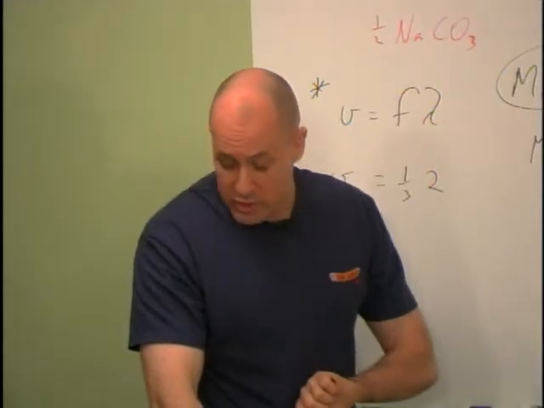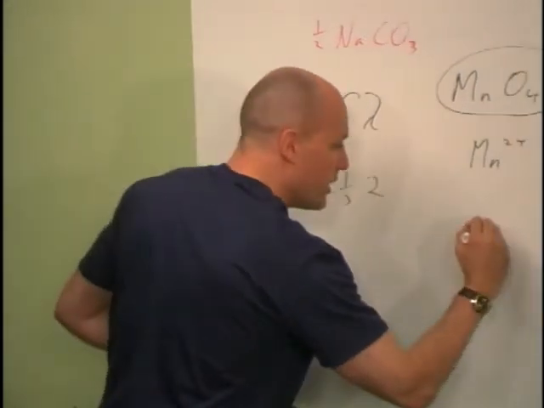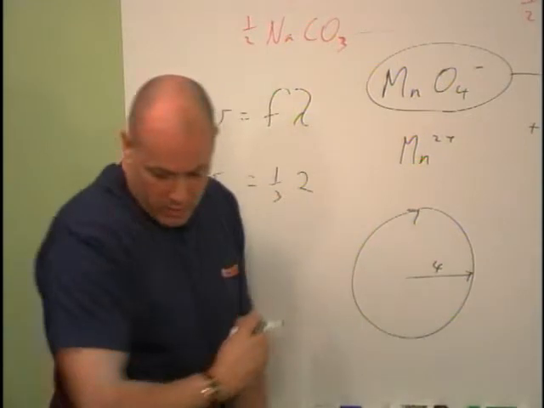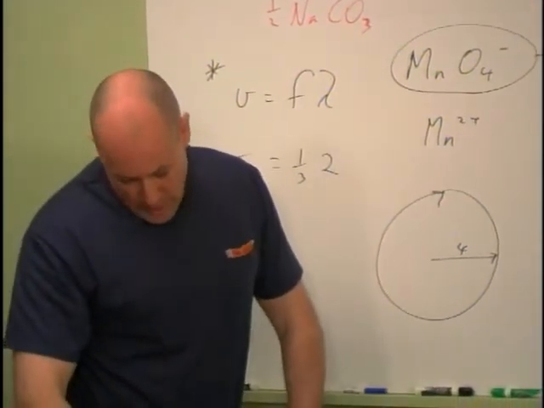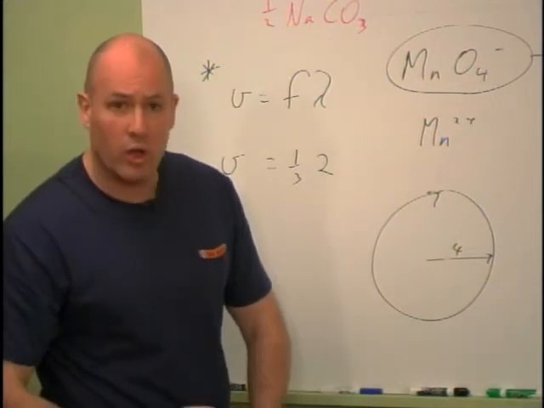A particle is moving on a circular path whose radius is 4 centimeters. So here's my circular path, and my radius is 4 centimeters. How long will it take for the particle to move through a distance of 16 pi centimeters along the circle?